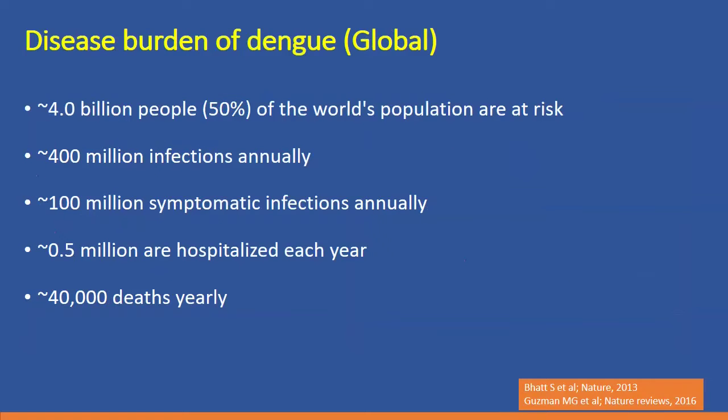If we see the disease burden at the global level, 4 billion people are at risk, a number I have made a little bit smoother so that we can keep it in mind. 400 million people acquire infection every year, and 100 million symptomatic infections occur every year. 0.5 million are hospitalized each year, and approximately 40,000 deaths occur in a year globally.